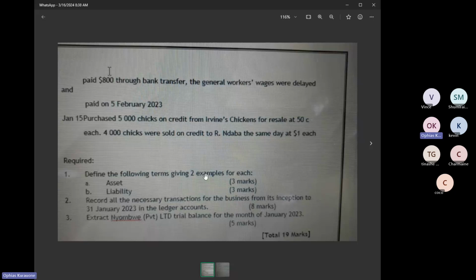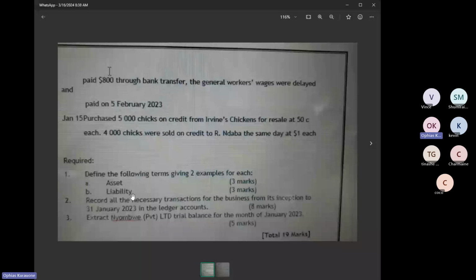Then define the following terms, giving two examples of each. An asset, as we said, we've already done about an asset. These are the resources owned and controlled by the business. For example, we're talking about a bank, motor vehicles, equipment. These are some of the assets.